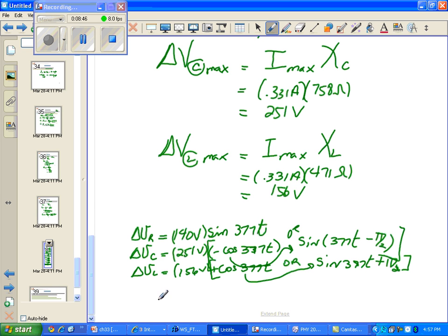Next, we're asked to calculate the power factor. That's the last, actually it's not quite the last part, but I'm running out of room here.